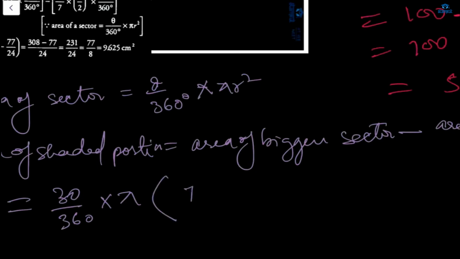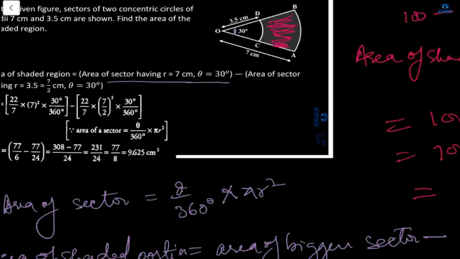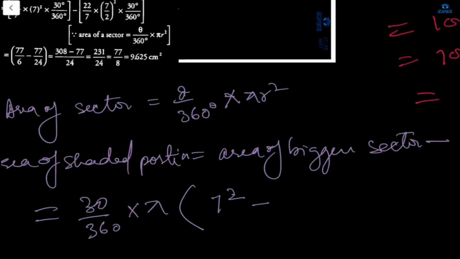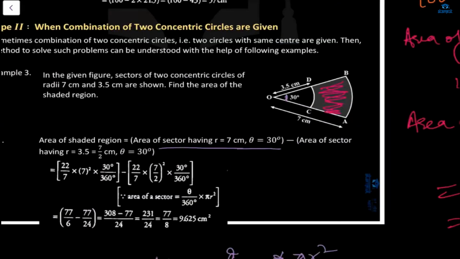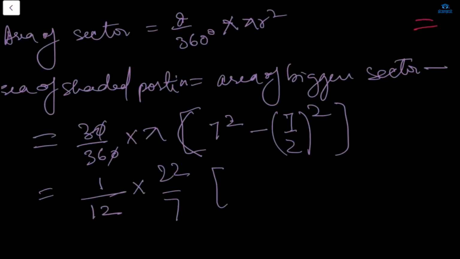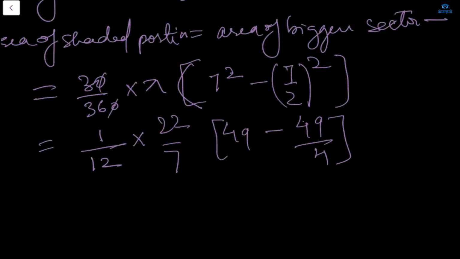square, 7 square minus what is there? The smaller one is 3.5 square. 3.5 you can write as 7/2 square. Okay, understood? Now it will be 1/12 into the value mentioned, 22/7. So after calculating this, you'll get the area.